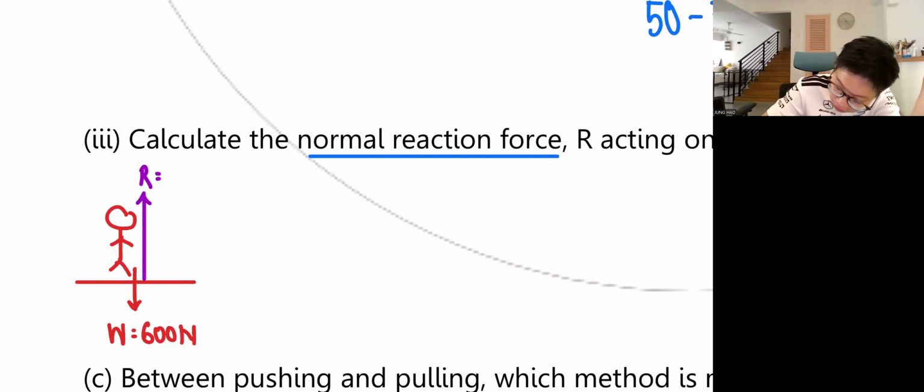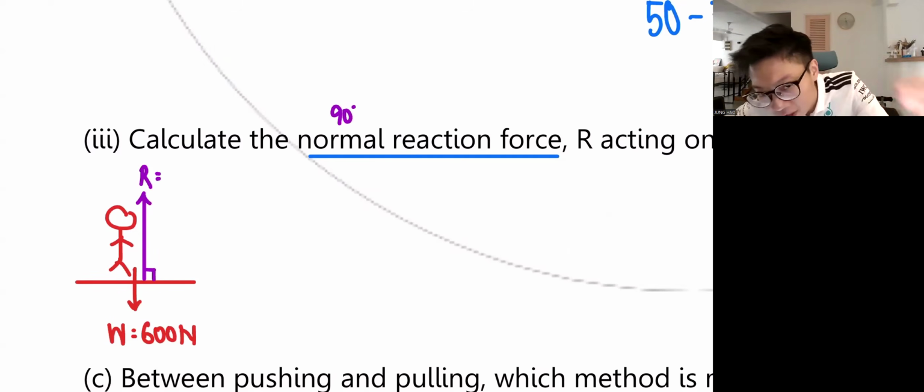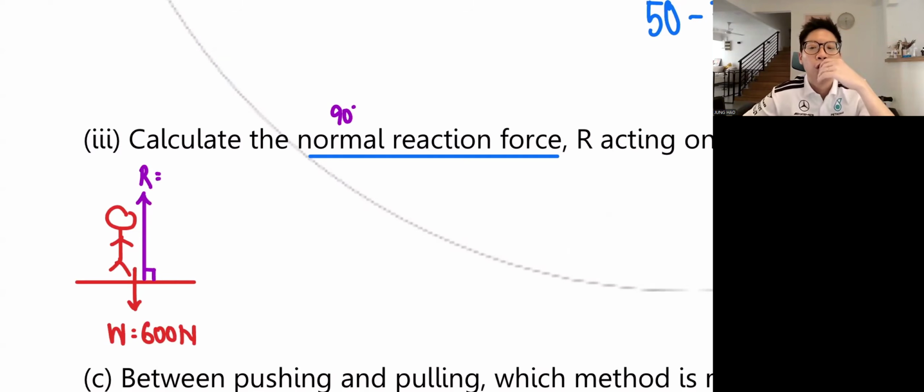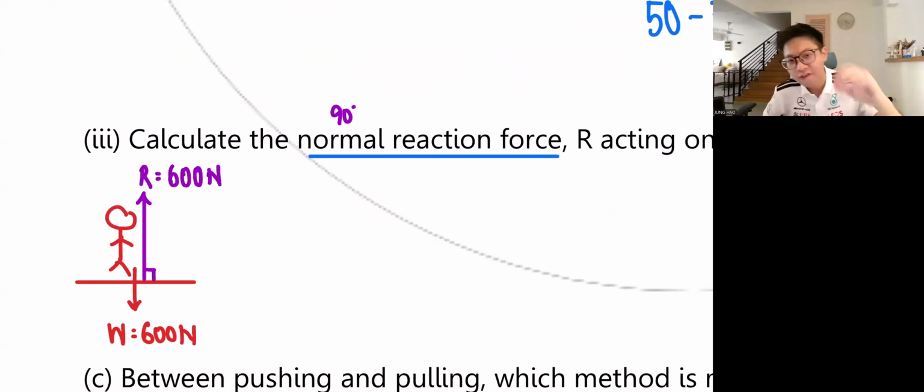Okay, so why is it called normal? Normal means that it is 90 degrees to the floor. And then now, how much is the reaction force? Should it be more than 600 or less than 600? Okay, very smart. You all never got tricked already. The answer is it has to be equal to 600. Yes, correct. So my R here will be 600 Newton. The force needs to be balanced so that I don't fall down to the floor, nor will I fly to the sky.